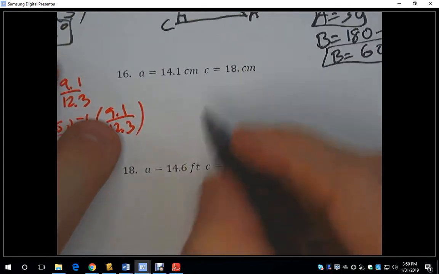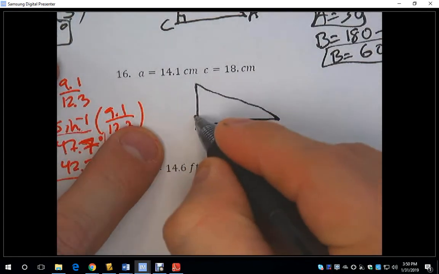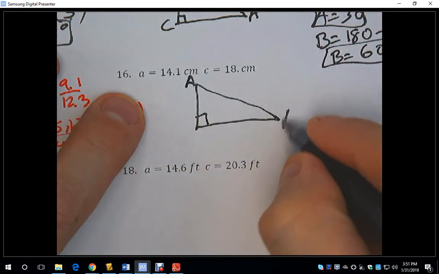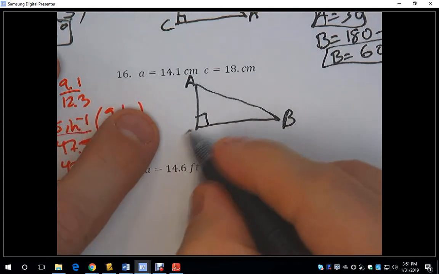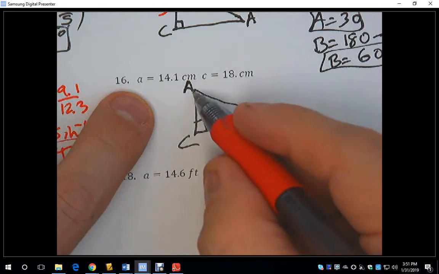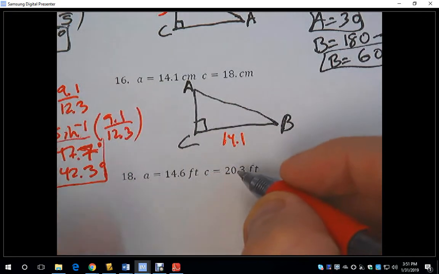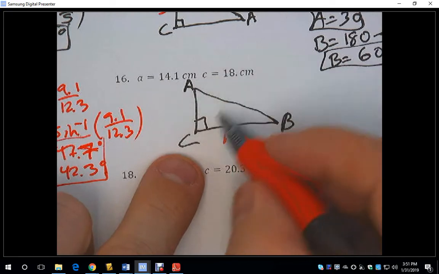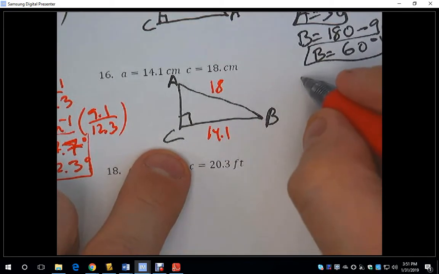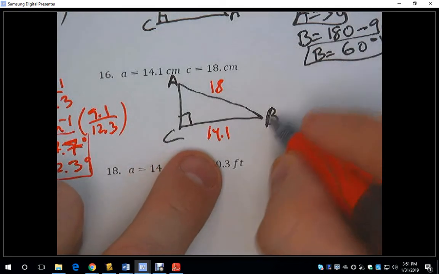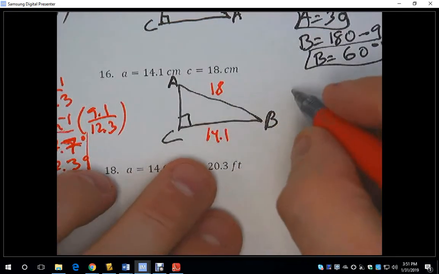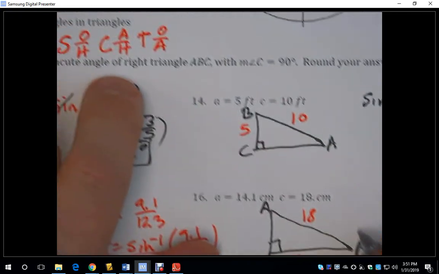Okay, so again we have a right triangle, but let's change this up. So I have angles A, B, and C. Length A is opposite of angle A, so that's going to give me 14.1. Length C is opposite angle C, which is going to be 18. And then let's find angle B first. So for angle B, the 14.1 is my adjacent, and the 18 is my hypotenuse, so it looks to me like the choice I should be using is cosine.